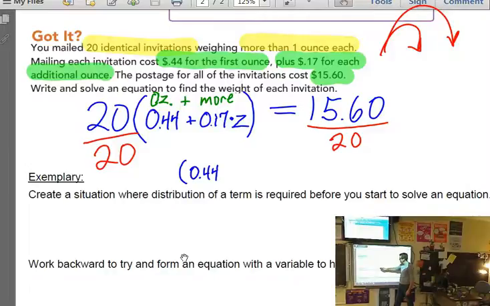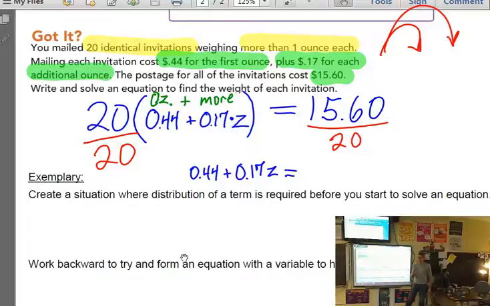So all we're left with on the left-hand side is my 44 cents plus my 17 cents Z. So we don't really need those parentheses anymore. Sorry, I had opened one and I decided to erase it because I can't do what's inside the parentheses. So since I can't do it, get rid of them. Then that's going to equal, well, what's 1560 divided by 20?